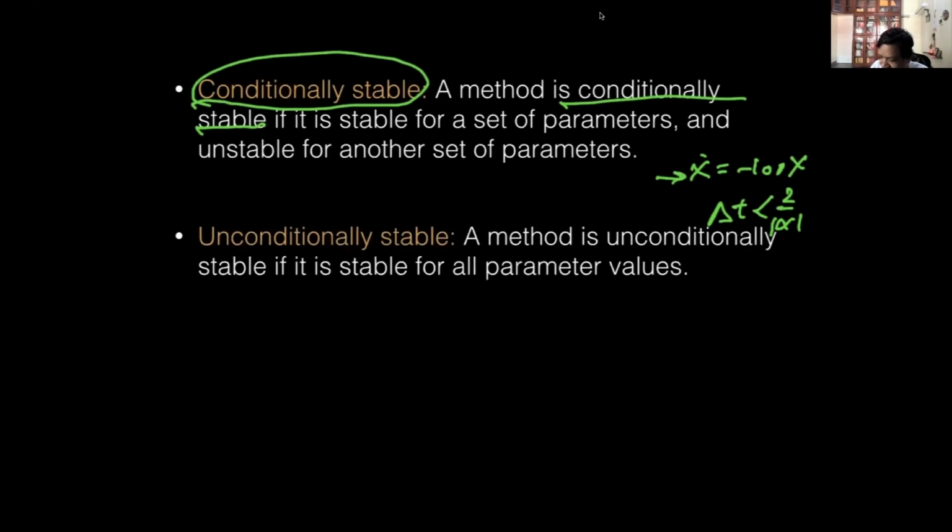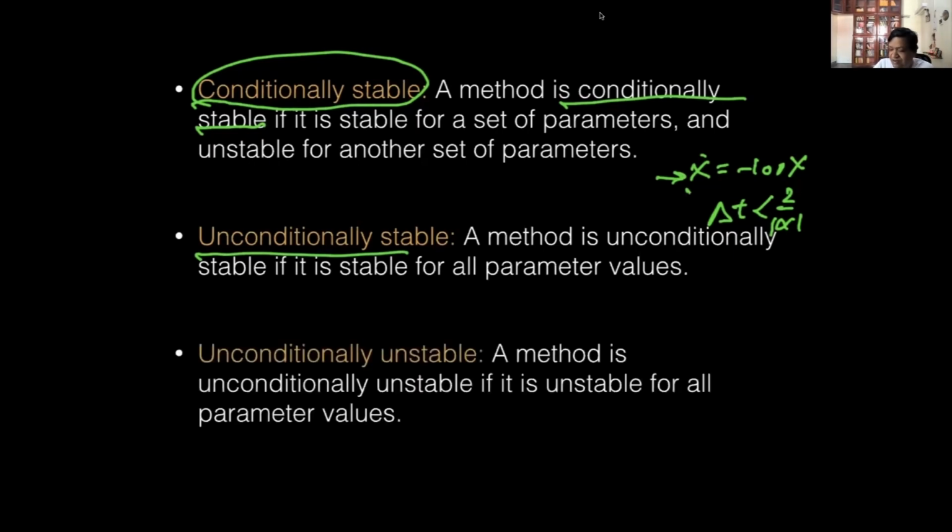Unconditionally stable. So a method is unconditionally stable if it is stable for all parameter values. Okay, I will show in the next class that the Euler backward scheme is unconditionally stable for this equation. Any delta t will be stable. Okay, but that is a later class.